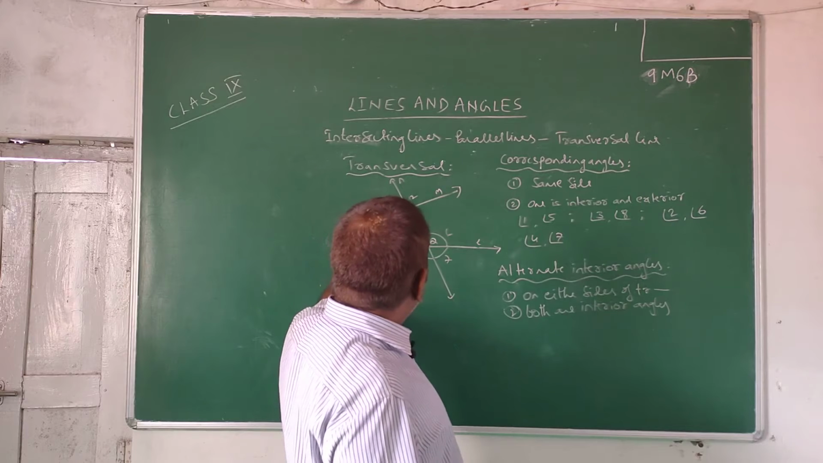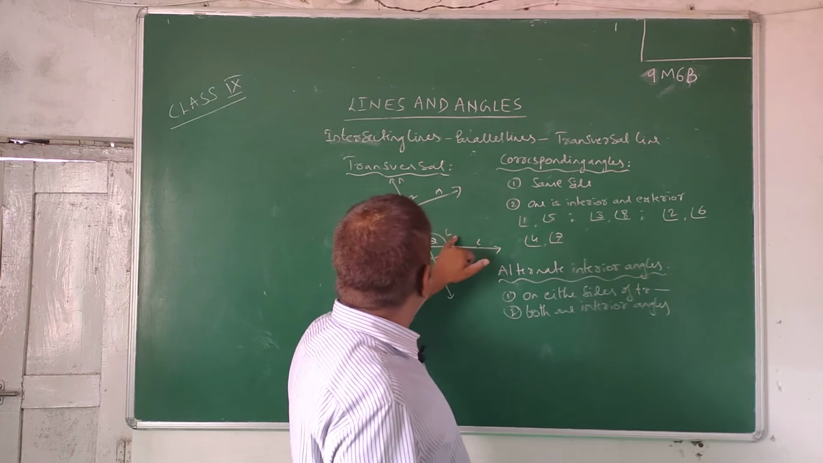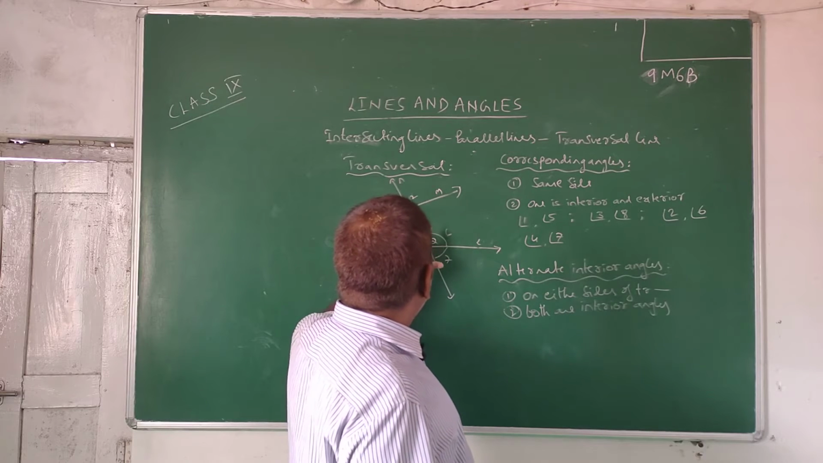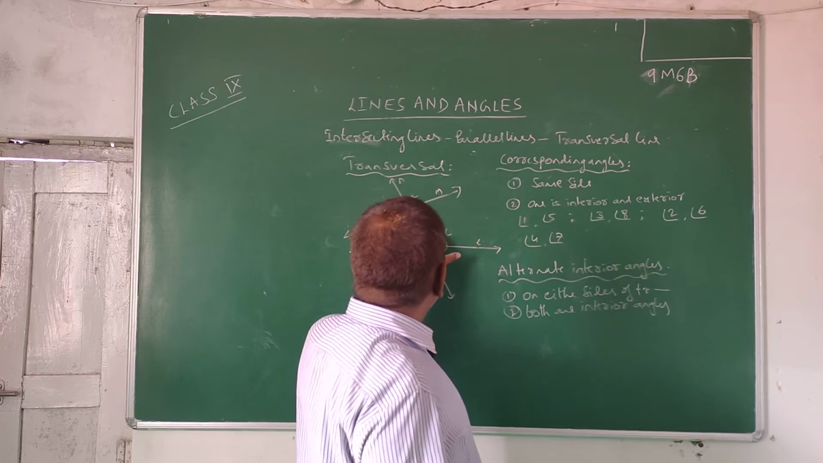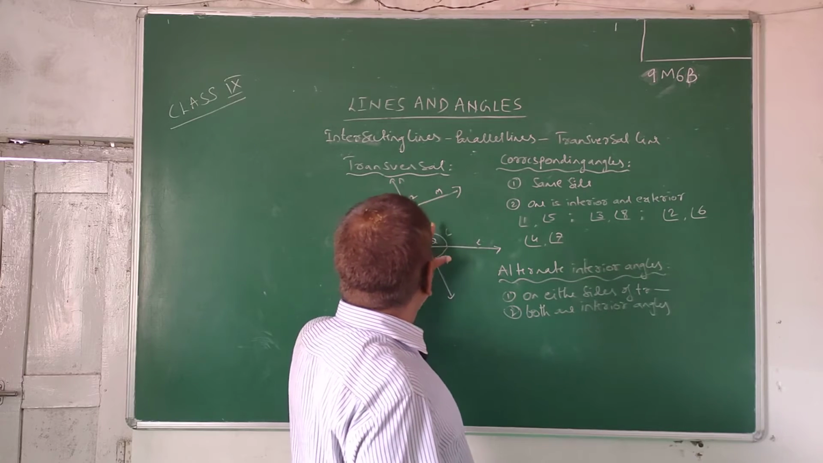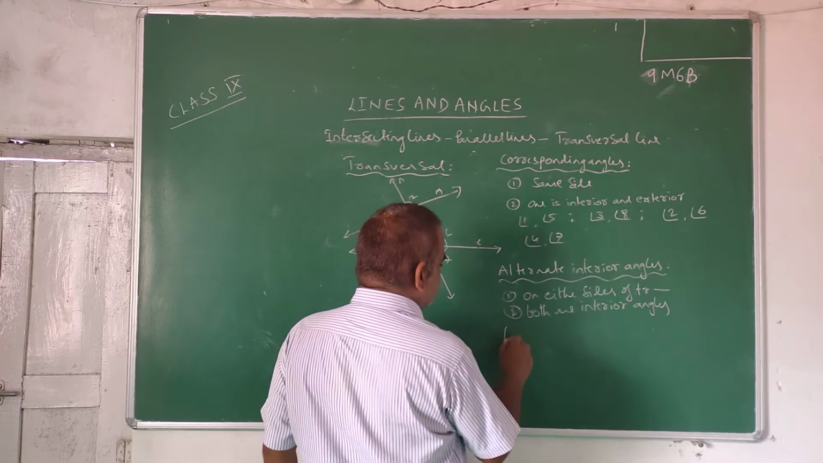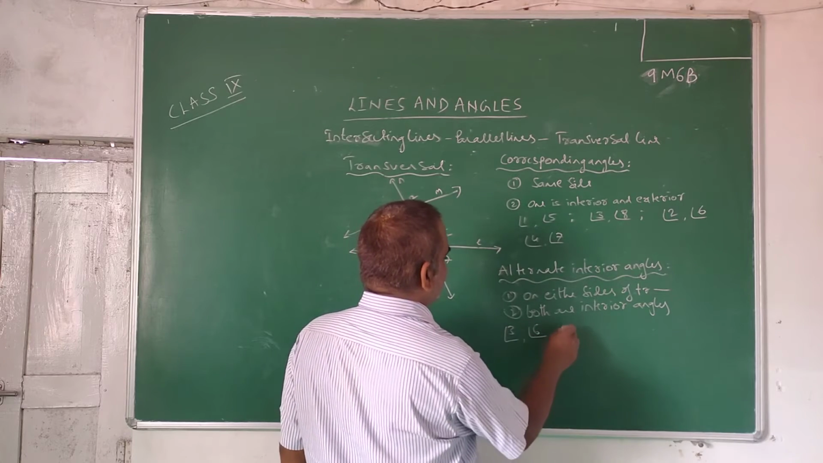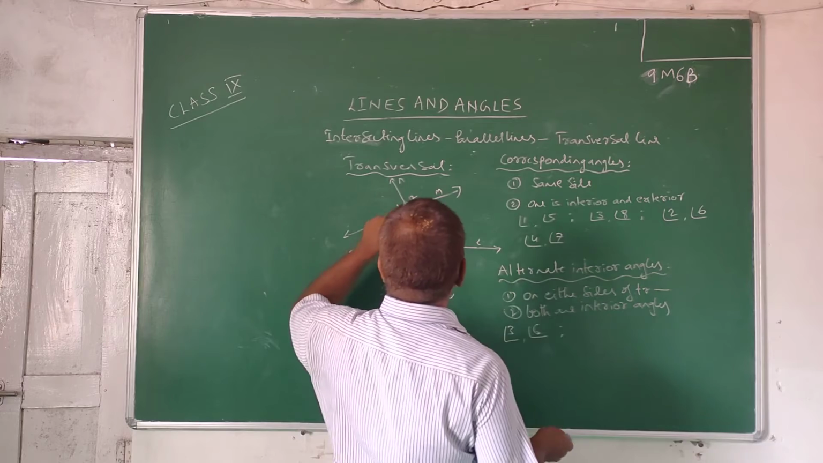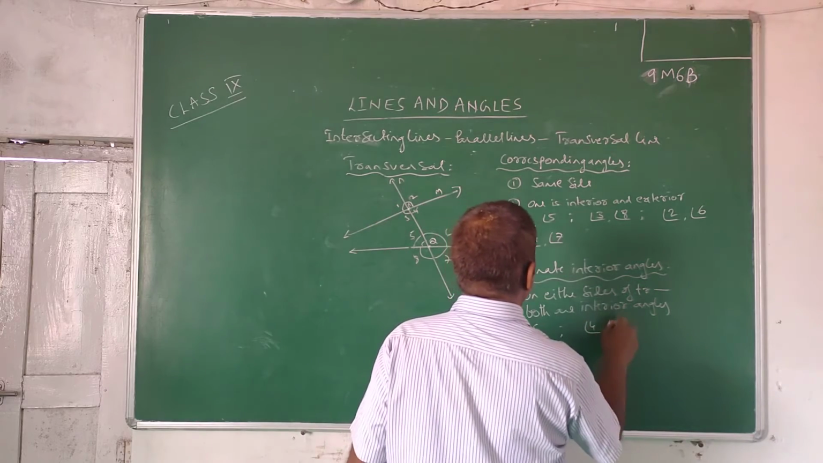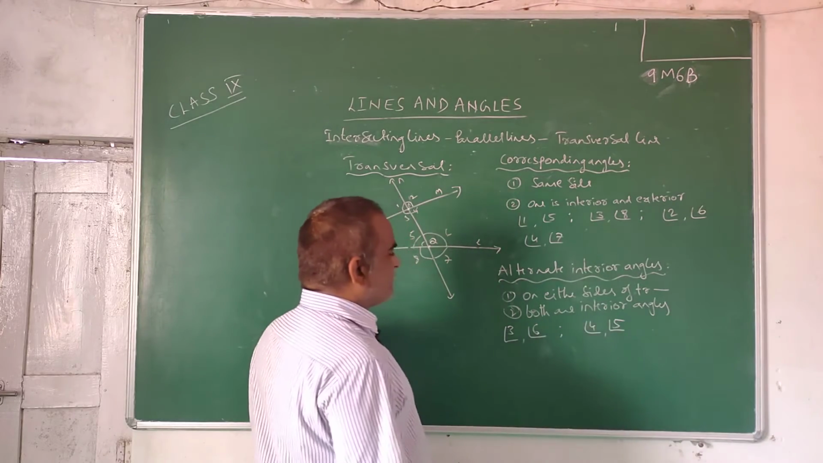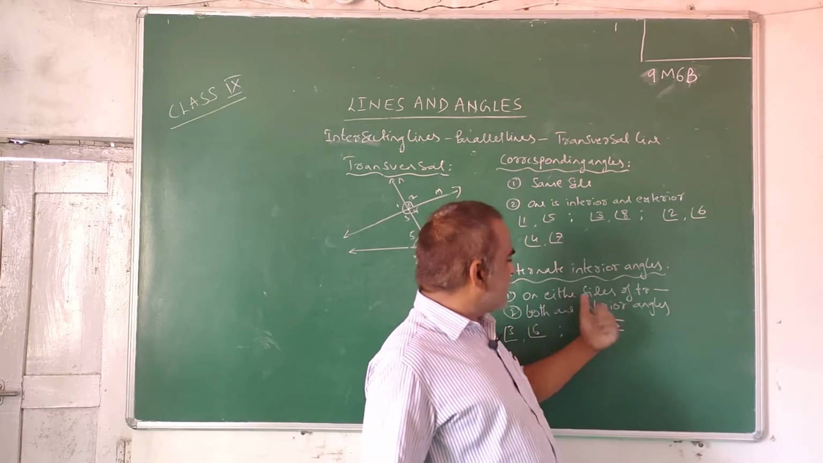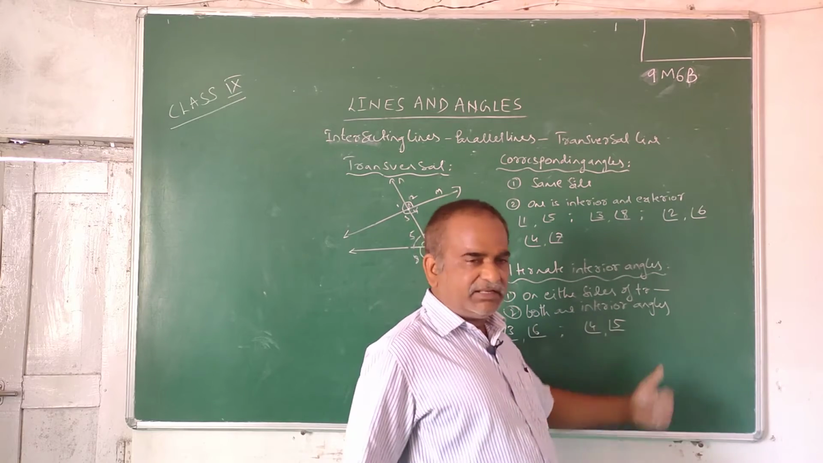So here, see angle 3, angle 6, either sides of transversal; angle 4, angle 5, either sides of transversal. Angle 3, angle 6, okay, both are interior. These also both are interior. So angle 3, angle 6 forms one pair of alternate interior angles, and angle 4, angle 5 forms another pair of alternate interior angles. Understood? So they should be on either sides of transversal, both are interior angles.